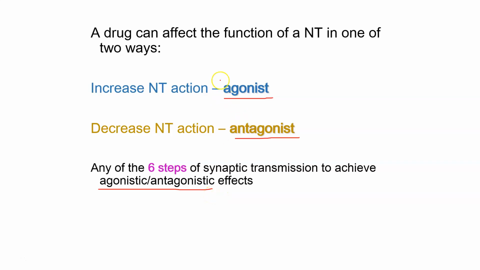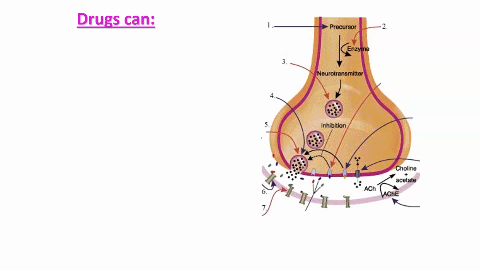Okay, so a reminder, agonistic effects, we're increasing what the neurotransmitter would be doing. Antagonists decrease the actions of that neurotransmitter. All right, let's talk about what drugs can do at each of these steps. So I'm going to give you scenarios, and before you move on, I want you to pause the video and take a guess as to what that drug would be. Would that drug be an agonist or an antagonist based on its effects?